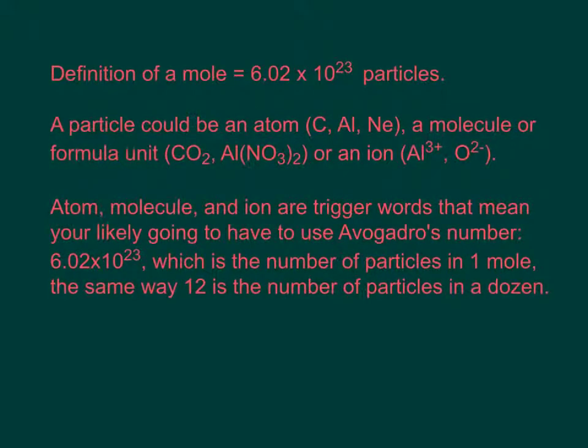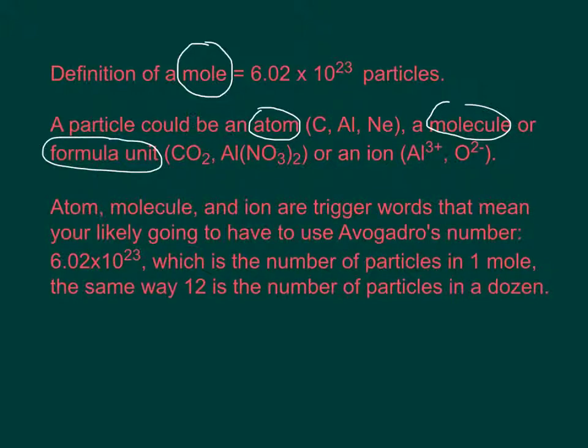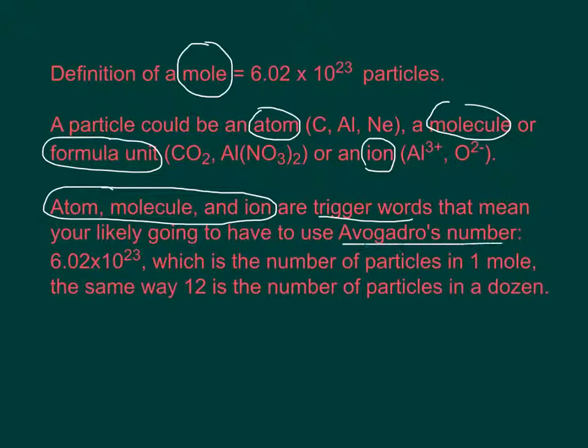The first thing you need to understand to get through this chapter is the concept of what a mole is. A mole is simply a unit that means 6.02 times 10 to the 23rd pieces, or particles. A particle could be an atom, if we're talking about a single element. It could be a molecule, or a formula unit, if we're talking about a compound. Or it could be an ion, if we're talking about something with a charge. These words, atom, molecule, ion, and formula unit, although I won't usually use that, are trigger words that mean you're likely going to have to use Avogadro's number, which is that 6.02 times 10 to the 23rd number.